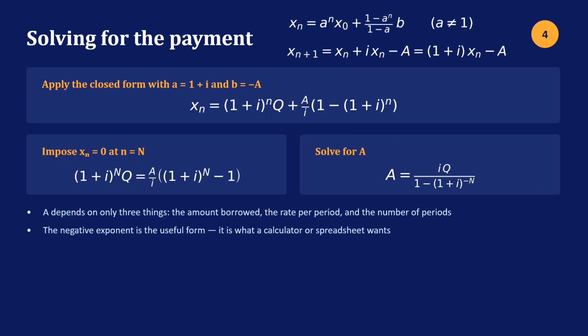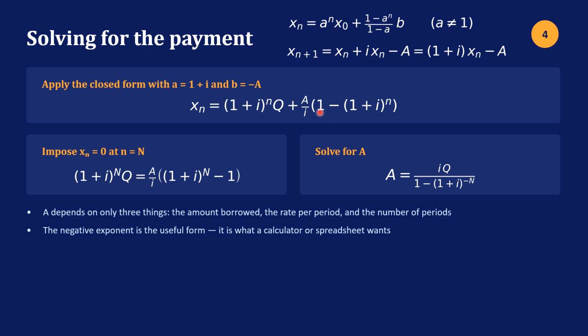I brought over our equation from the previous slide. Remember, a is 1 plus I, and b is minus A, and then this was the general form of the equation we started with, where we added a b to the geometric series. And so we just plug things into here. a is 1 plus I, so you get 1 plus I to the n. X sub 0 is Q.